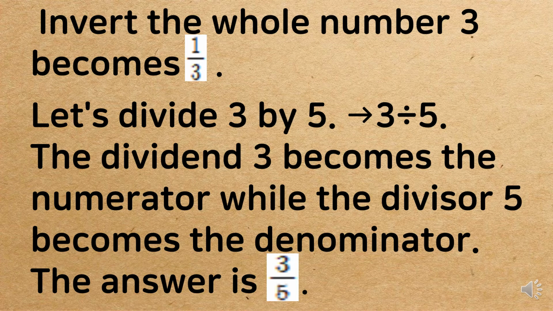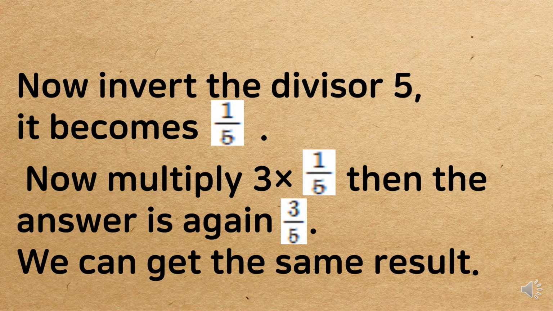Let's divide 3 by 5. The dividend 3 becomes the numerator, while the divisor 5 becomes the denominator. The answer is 3 over 5. Now, invert the divisor 5. It becomes a fifth. Now, multiply 3 times a fifth. Then the answer is again 3 times 1 is 3, 1 times 5 is 5. Again, 3 over 5. We can get the same result.